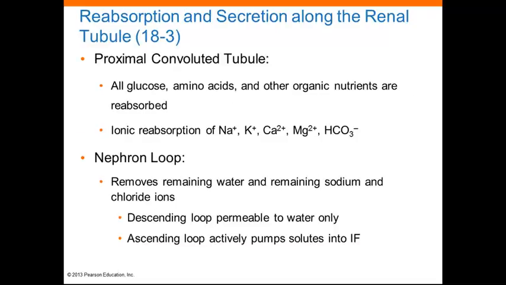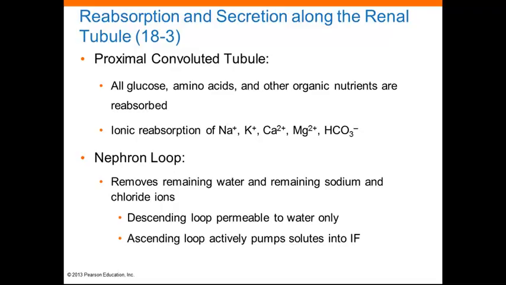So events at the proximal convoluted tubule include 60 to 70% of filtrate volume being reabsorbed. All glucose, all amino acids, and other organic nutrients are reabsorbed here. You also have ionic reabsorption of sodium, potassium, calcium, magnesium, and carbonic acid. And remember, some of these are hormonally regulated, like calcium, which is regulated by the parathyroid hormone, and some secretion occurs here, like the secretion of hydrogen ions.